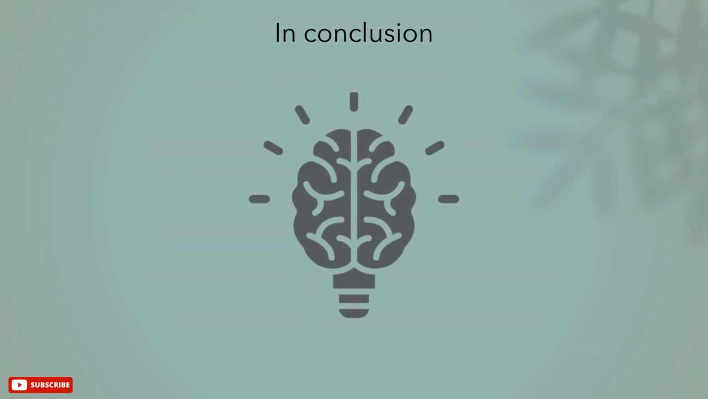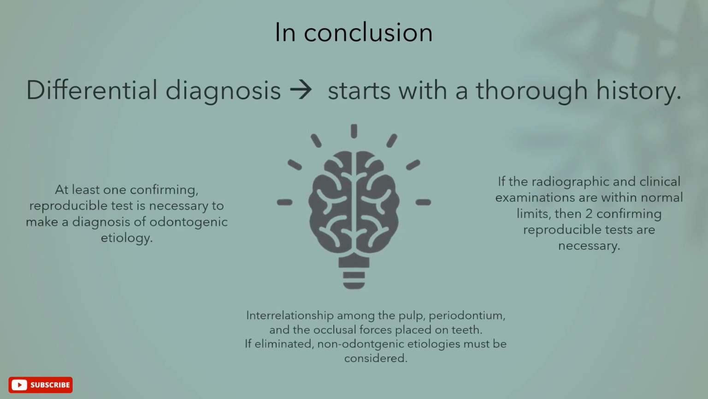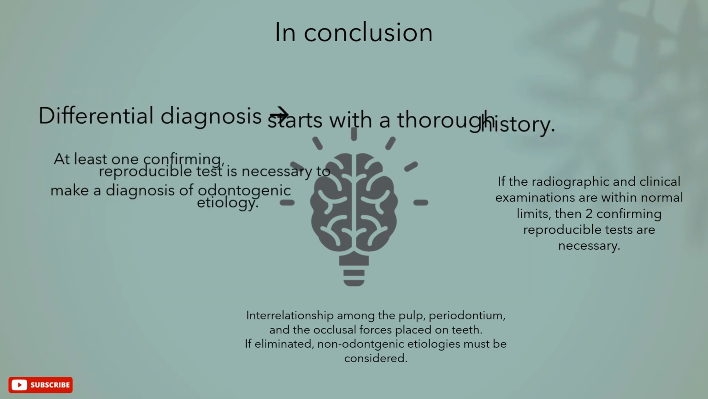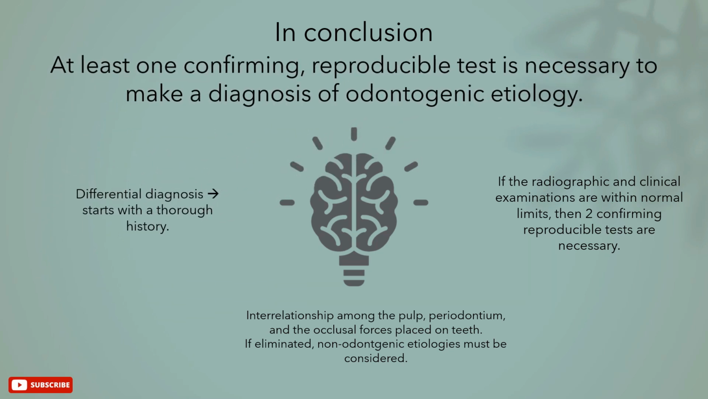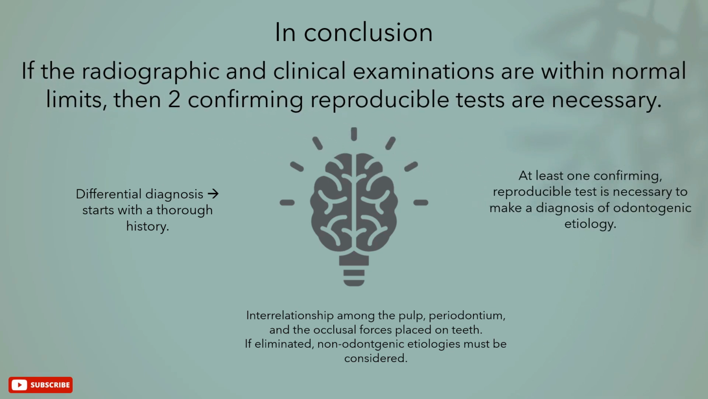In conclusion, differential diagnosis starts with thorough history, examination, and investigation processes. At least one confirming reproducible test is necessary to make a diagnosis of odontogenic etiology. If the radiographic and the clinical examinations are all within normal limits, then you need 2 confirming reproducible tests, not 1.